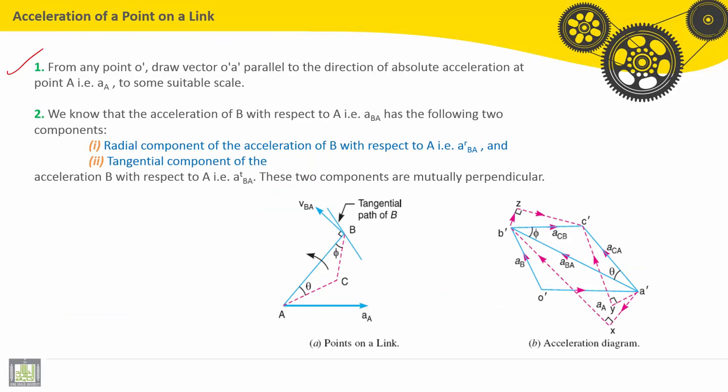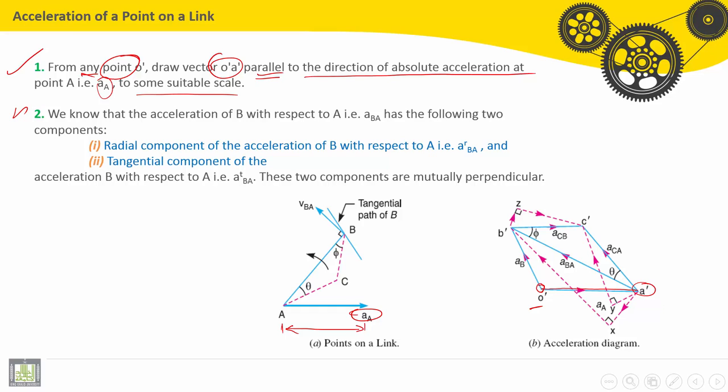First step. From any point O dash, draw vector O dash A dash parallel to the direction of absolute acceleration at point A to some suitable scale. Here we have point O dash. We need to draw here O dash A dash, okay, parallel to AA, the absolute acceleration of point A, and equal in magnitude, in a suitable scale. This is the first step, okay?